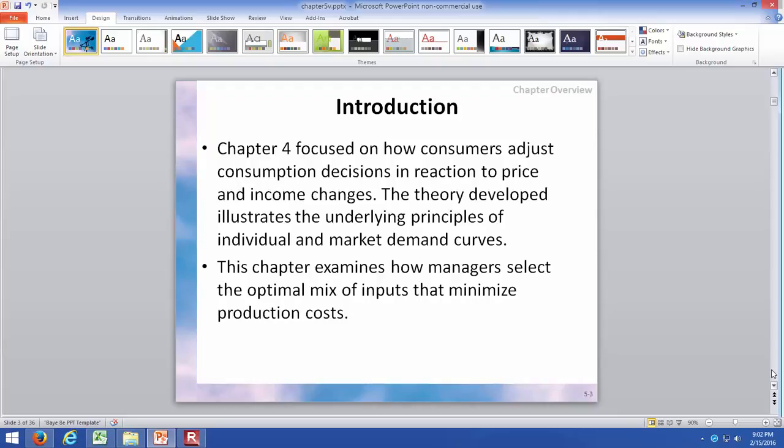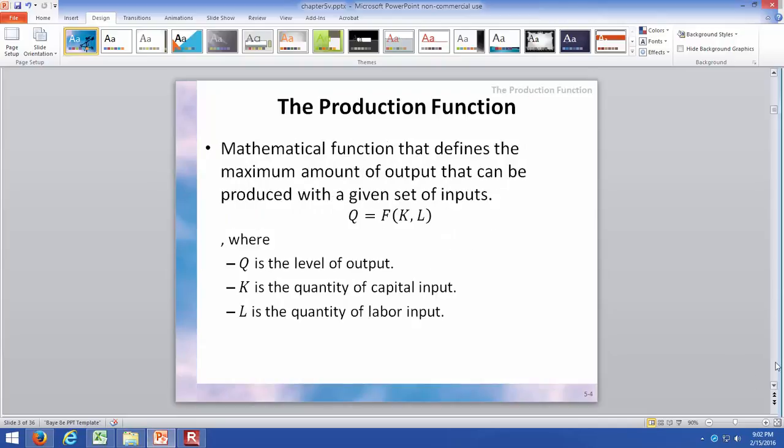Now here we are talking about the firm's point of view, and here we are talking about how managers select the optimal mix of inputs that minimize the production cost. So our objective is to minimize the production cost, and how do we choose the optimal mix of, in this case, labor and capital that can minimize the production cost.